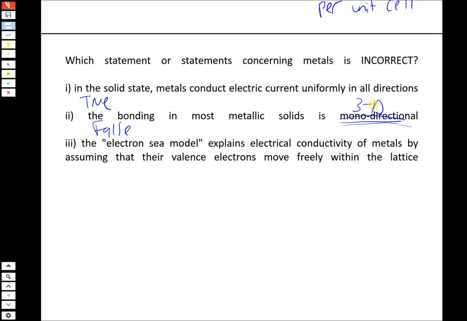And then finally, 3, the electron sea model, that's what we call metallic bonding, explains electrical conductivity of metals by assuming that the valence electrons move freely within the lattice. That's kind of a superposition of the last 2 points here. So this is also a true statement because, again, the electrons in metals are delocalized in all directions. They move freely within the lattice. And because they can move so freely, that allows them to conduct very easily through the solid. So the only false statement here, the incorrect statement, is going to be number 2.